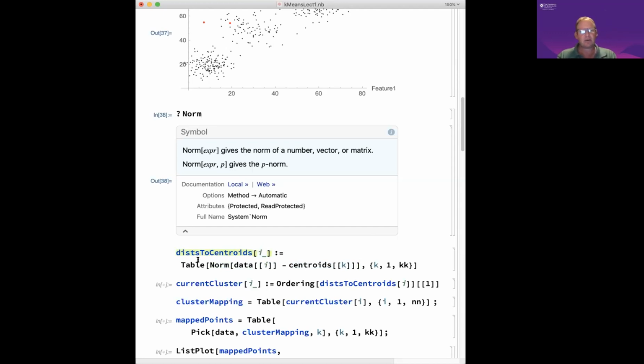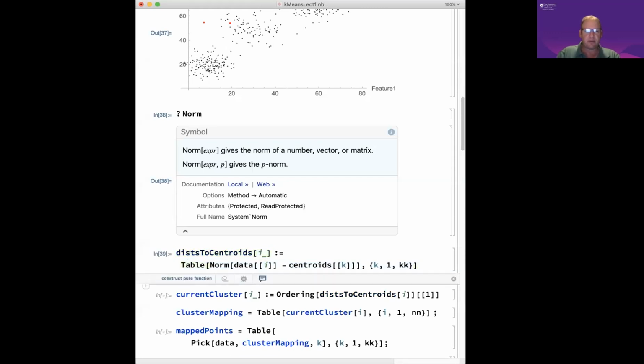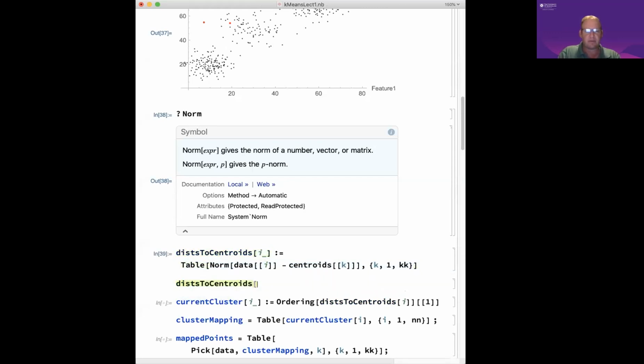So what we have in dist to centroids is now going to do a table. What's going to be the length of this table? How many numbers is it going to give us, 440 numbers or 3 numbers? Say I now do dist to centroids on the 35th point. What am I going to get? 440 numbers or 3 numbers? When I now do shift enter, 440 or 3? You don't have much time. I'm going to guess. 440 or 3?